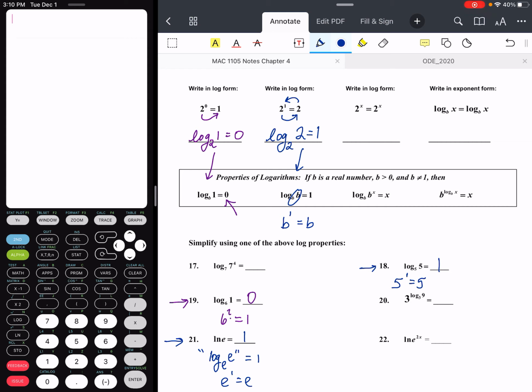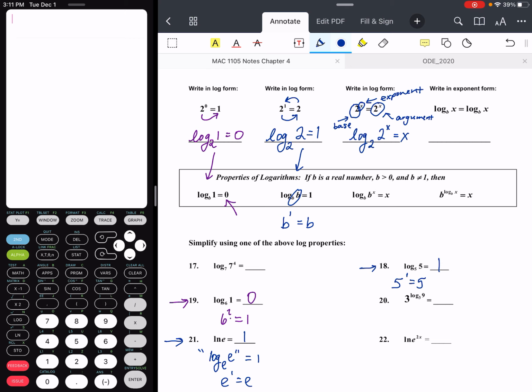All right, let's take a look at our next example here up top. It says write in log form 2 to the power x equals 2 to the power x. So if I want to rewrite this in log form, and just because this one's getting a little messy, that's going to be my base, x is my exponent, and then this 2 to the x over here is going to act as my argument. Okay, so I'm going to have log base 2 of my argument 2 to the power x equals my exponent x, if I'm rewriting that in log form.